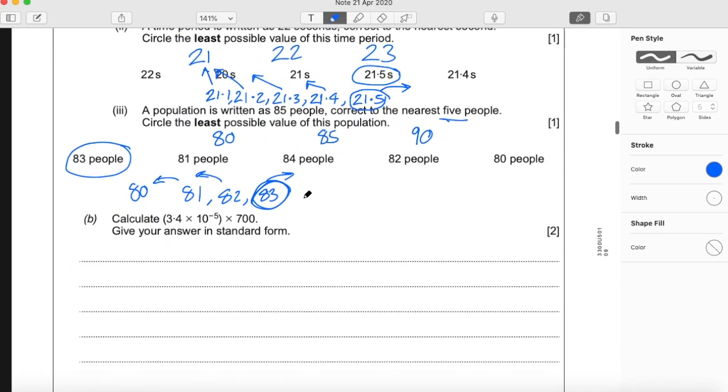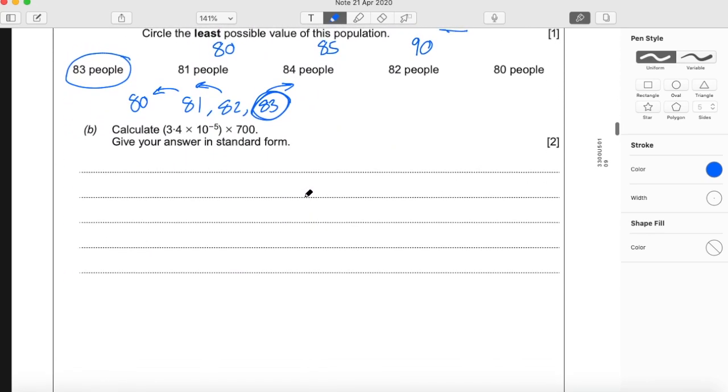Part B, calculate 3.4 times 10 to the minus 5 times 700 and give your answer in standard form. So 3.4 times 10 to the minus 5 times by 700 can be rewritten as 7 times 10 to the power of 2. Remember, 10 to the power of 2 is just 10 squared, or 100, because 10 times 10 is 100.